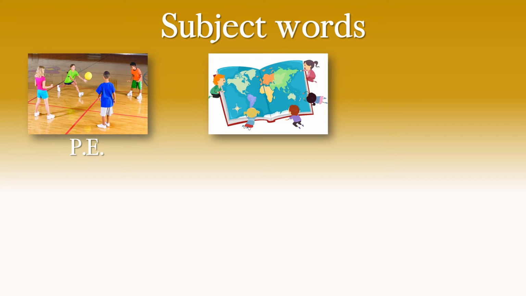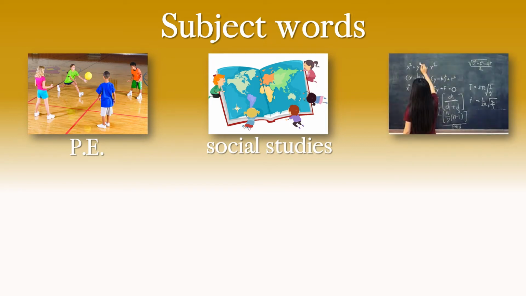Okay, these children are looking at a map of the world. Maybe they are looking at different people. Maybe they are looking at those people to see how they are the same. Maybe what they wear, what they eat, how they speak, what they believe. They are maybe looking at how they are the same or how they are different. What is this? Social studies.